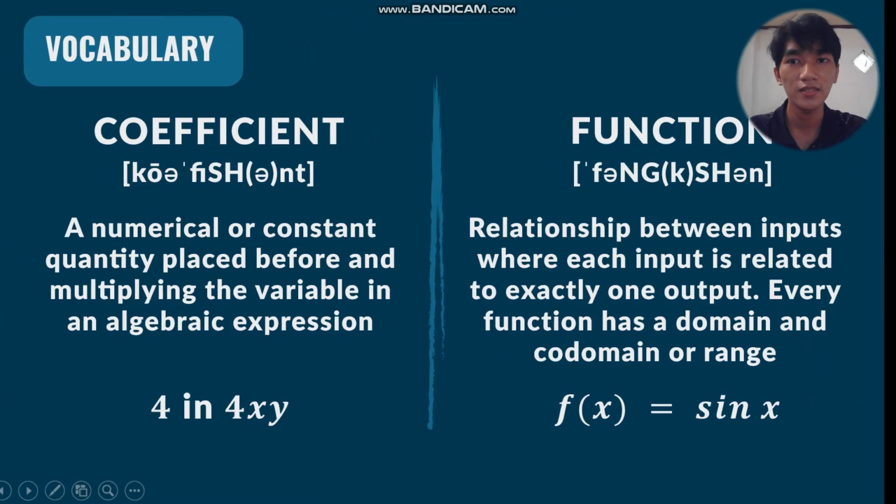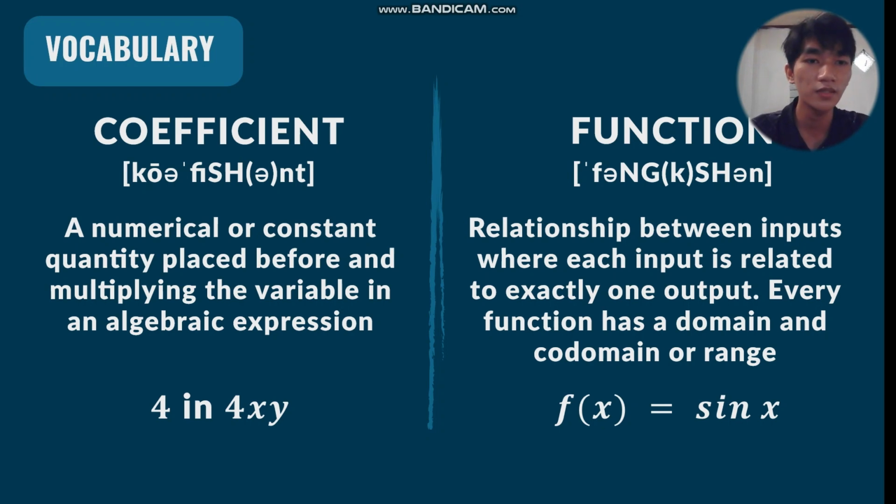The next word is coefficient. Coefficient is a numerical or constant quantity listed before and multiplying the variable in an algebraic expression. For example, we have 4 in 4xy. 4 is the coefficient of xy. The next word is function. A function is the relationship between inputs where each input is related to exactly one output. Every function has a domain and codomain or range.